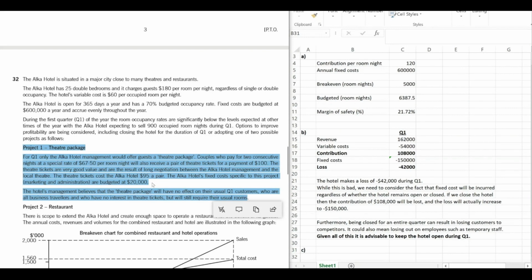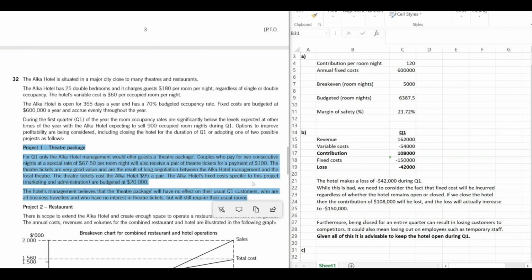Okay. For Q1, only the Alka Hotel Management would offer guests a theater package. Okay, couples who pay for 2 consecutive nights. So we need to keep that in mind. Not 1 night, 2 nights. At a special rate of $67.5 per room night. So that's per room night. Okay, so we'll have to multiply this by 2 to get approximately $135. Will also receive a pair of theater tickets for a payment of $100. Okay, the theater tickets are of very good value and the result of a long negotiation. The theater tickets cost Alka Hotel $95 per pair. Okay, so they're technically only making a contribution of $5 on the tickets themselves.